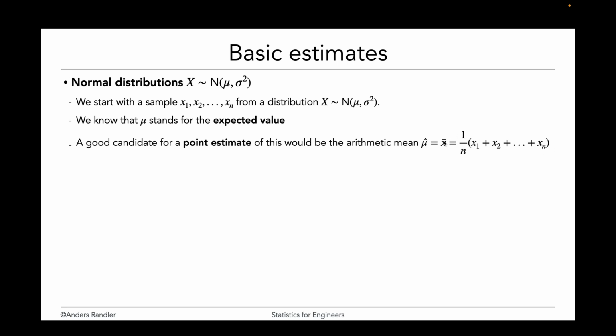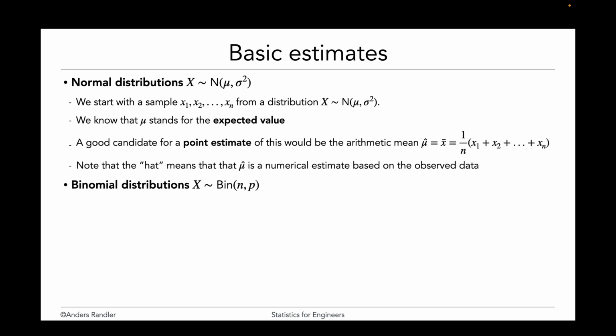In order to say that this is an estimate of mu, we write mu with a little cap on it. Mu cap, or hat, whatever you want to call it, is the estimate of mu. And it's an estimate based on numerical data, observed data. That's really important. It's not the theoretical value, we already have that, but it's the value that we've gotten from the observed data.